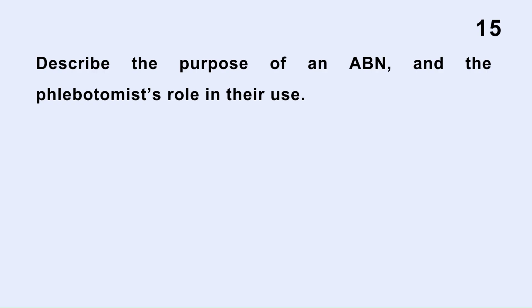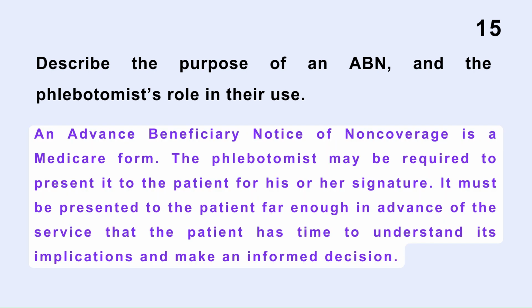Number 15. Describe the purpose of an ABN, or Advanced Beneficiary Notice of Non-Coverage, and the phlebotomist's role in their use. An Advanced Beneficiary Notice of Non-Coverage is a Medicare form. The phlebotomist may be required to present it to the patient for his or her signature. It must be presented to the patient far enough in advance of the service that the patient has time to understand its implications and make an informed decision.